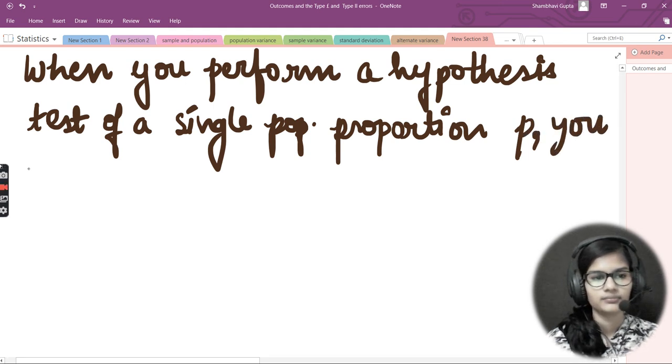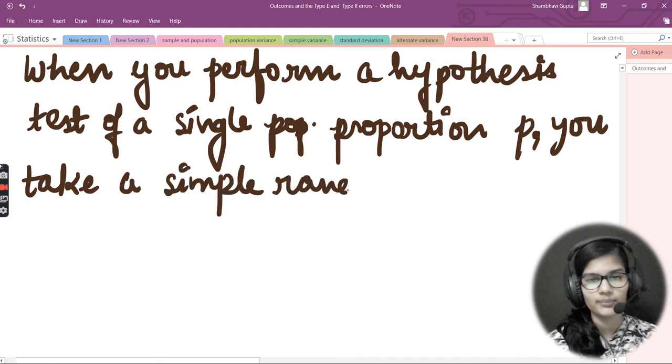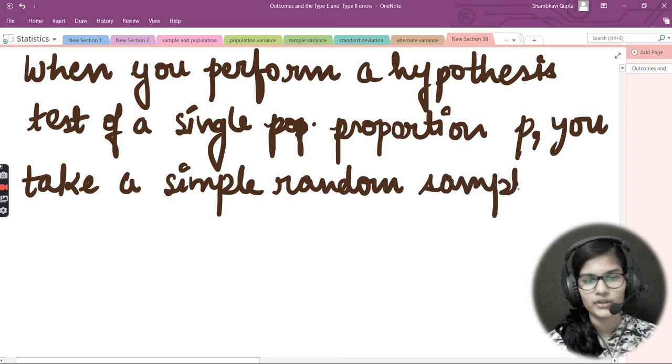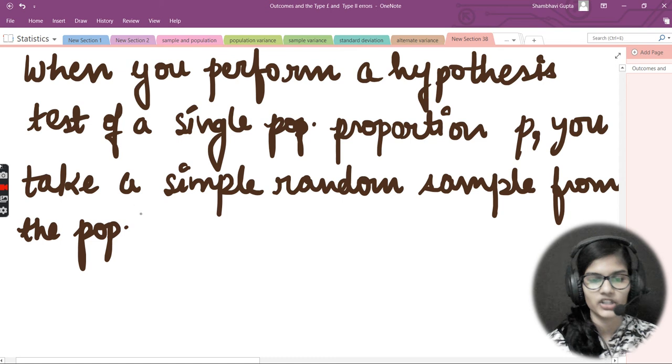What do you take? You take a simple random sample from the population. This is what you do, right? You take a simple random sample from the population.